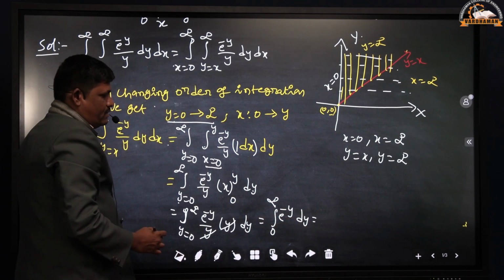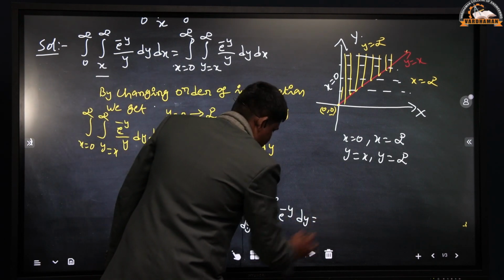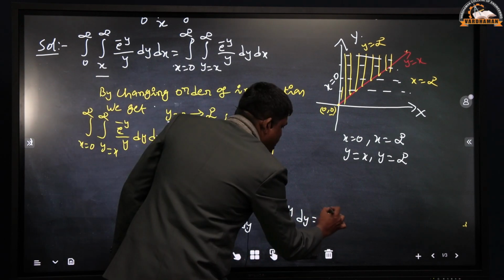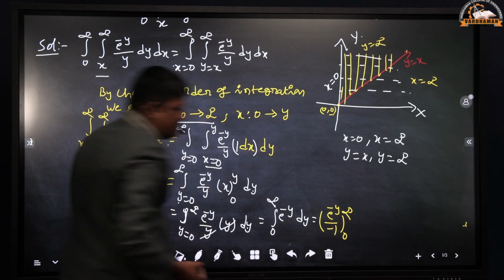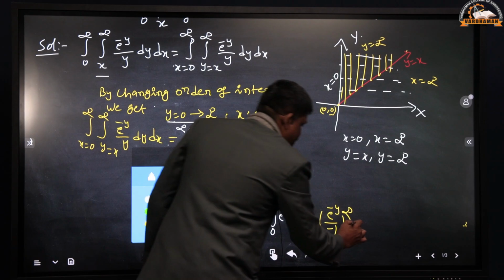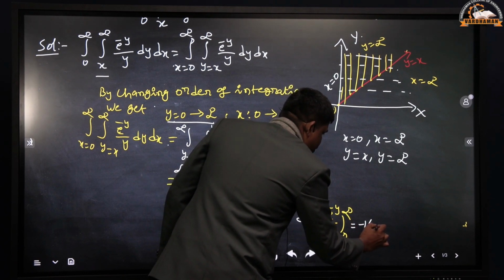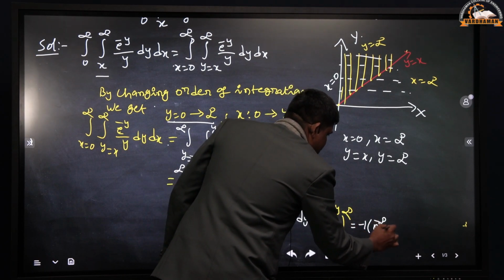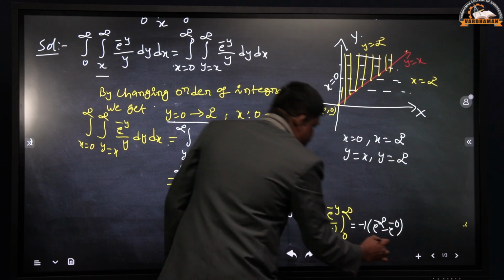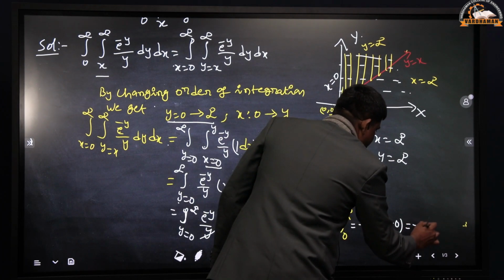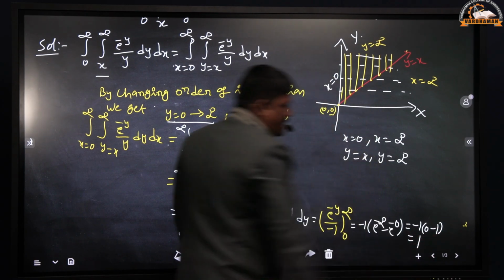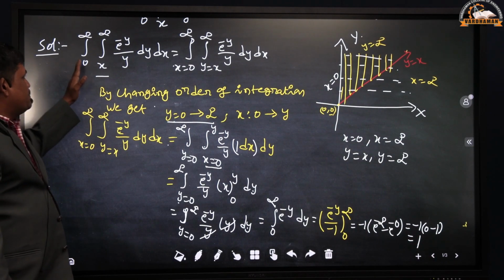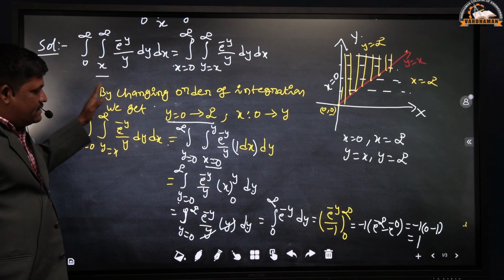What is the integration of e power minus y? It is e power minus y by minus 1, from 0 to infinity. Substituting the limits, we get minus 1 into e power minus infinity minus e power minus 0, which is minus 1 into 0 minus 1, which is nothing but 1. So the value of this given area is 1.